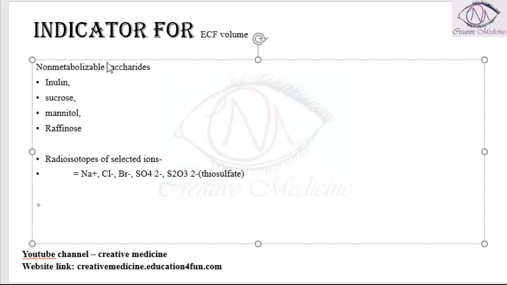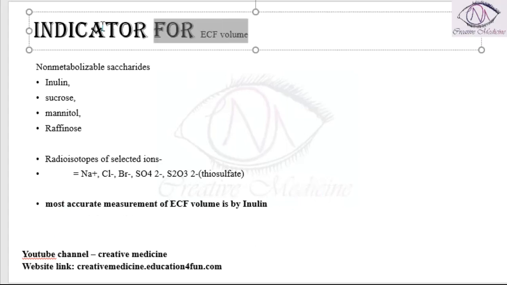Among all this, we can use non-metabolized saccharides like inulin, sucrose, mannitol, and raffinose, along with radioisotopes of selected ions like sodium, chloride, bromide, sulfate, and thiosulfate. But among these, what is the most accurate measurement? The most accurate measurement of extracellular fluid volume is inulin.